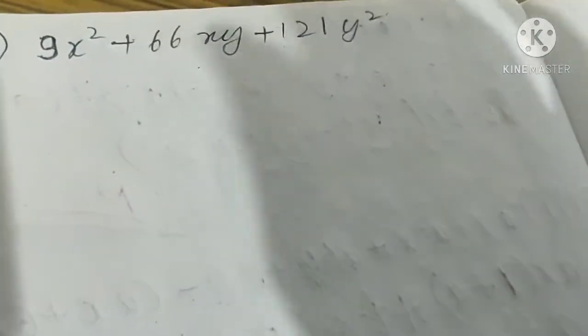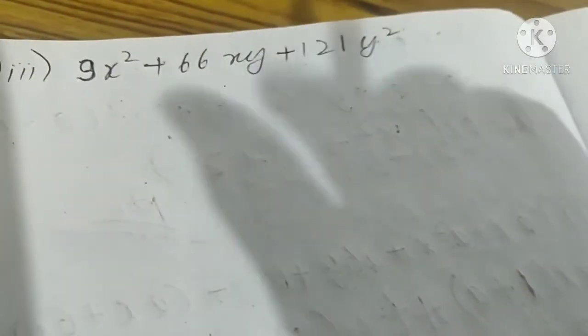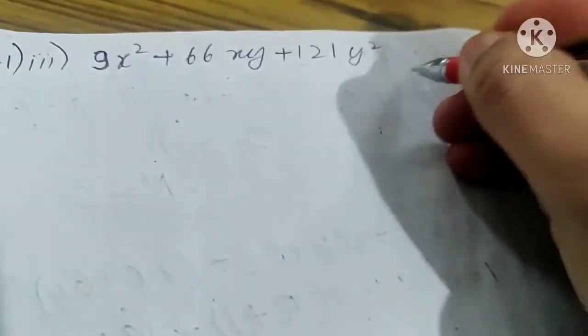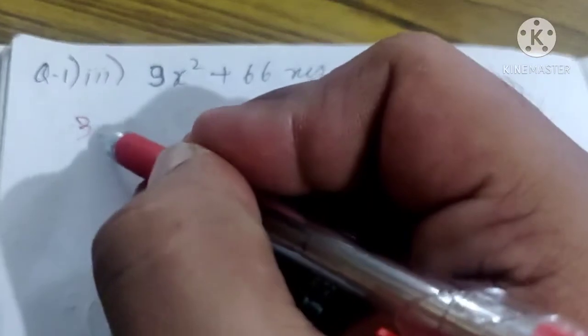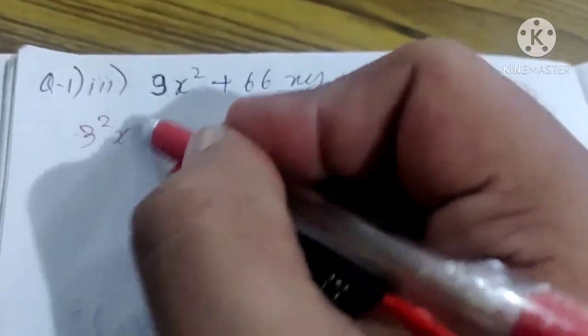Now we have to check whether the identity is being applied or not, meaning whether two terms are squares and the third term is in the form of 2ab or not. So for the first term, 9x^2 can be written as (3x)^2.